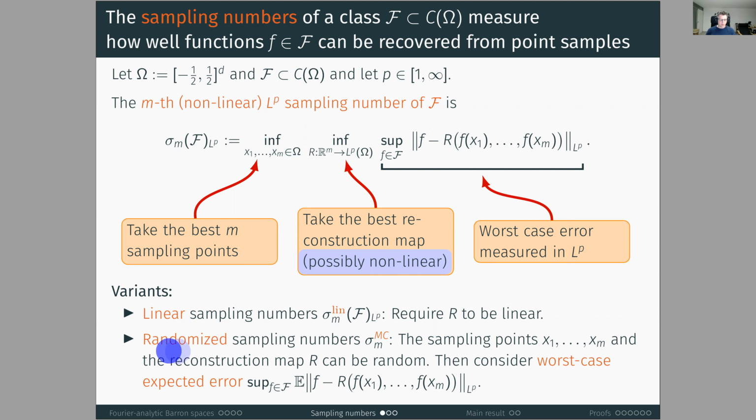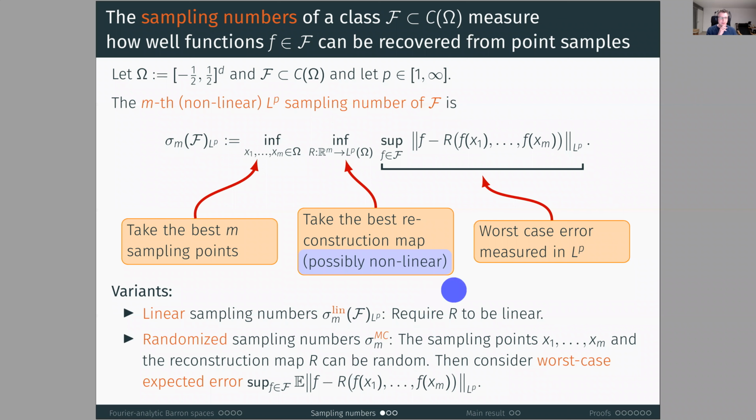There are also certain randomized sampling numbers, which, because I don't want to write randomized every time, I abbreviate with sigma_m^MC for Monte Carlo, but this doesn't have to be a Monte Carlo algorithm. It can be any randomized algorithm. So what does this mean? You can choose the sampling points randomly if you want, and also the reconstruction operator R can involve randomness. So it can basically be a random variable. And in this case, you don't consider just the worst-case error, but you consider the worst-case expected error. So for each f, you ask, in expectation over all the randomness of the sampling points and this reconstruction operator, how big will the reconstruction error be?